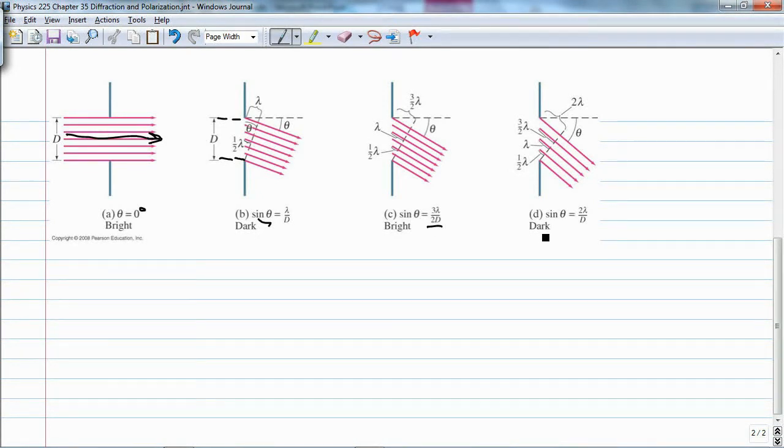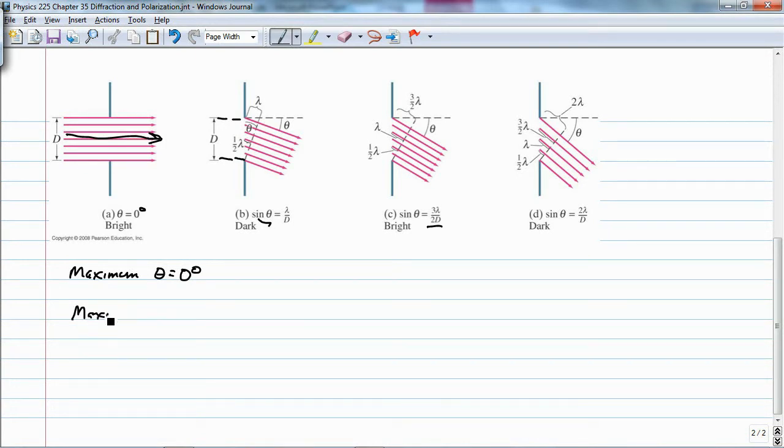And then for a dark spot, here again I'm going to have 2 lambda, but that just puts more destructive interference in the mix, and so I get a dark spot at sine of theta equals 2 lambda divided by d. So the maximum is at theta equals 0 degrees, and because the central spread is so wide, it's going to offset our locations for minimums and maximums.